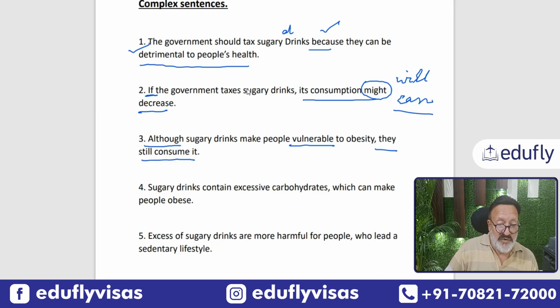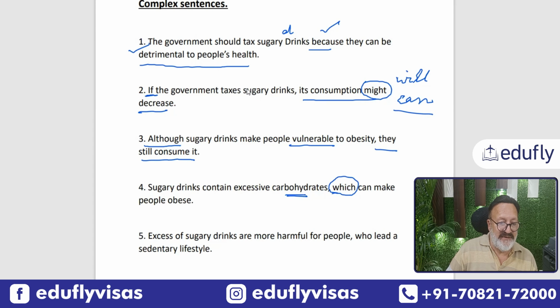Okay, so sugary drinks contain excessive carbohydrates, which is from the W family, which I am using for carbohydrates. So which can make people obese. So whenever you write a sentence, I tell my students to look at the last word of a sentence. If it's a person, you can expand that sentence to write who. If it's a commodity or animal, you can use which, or even a city. And which.